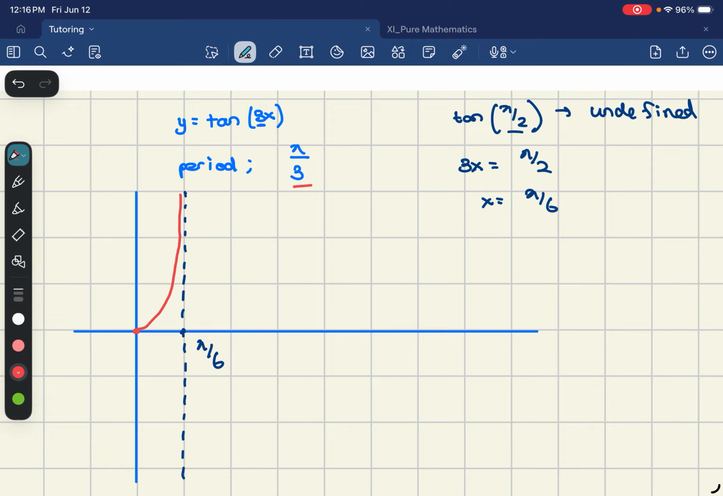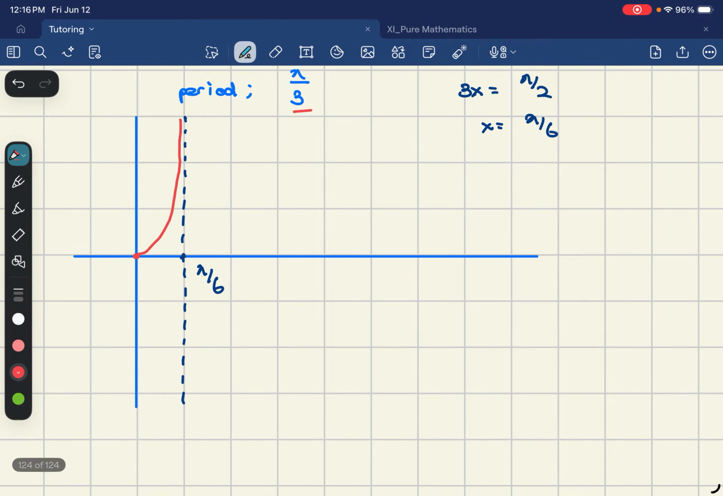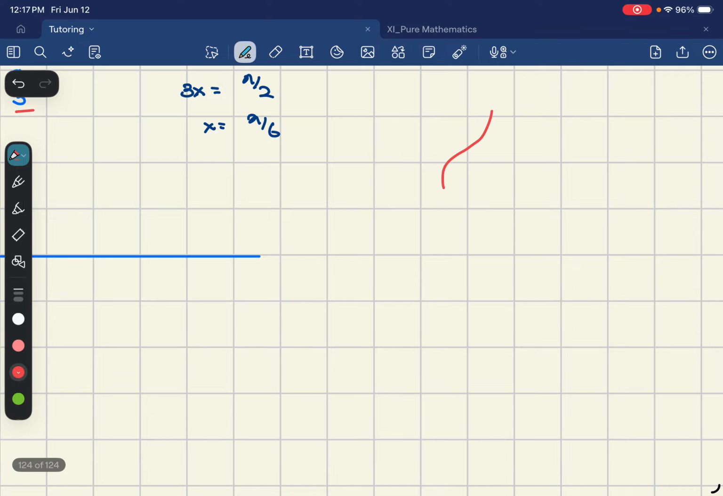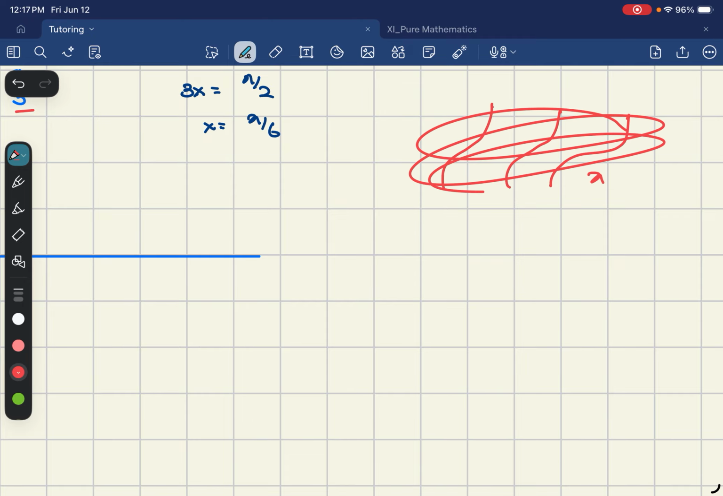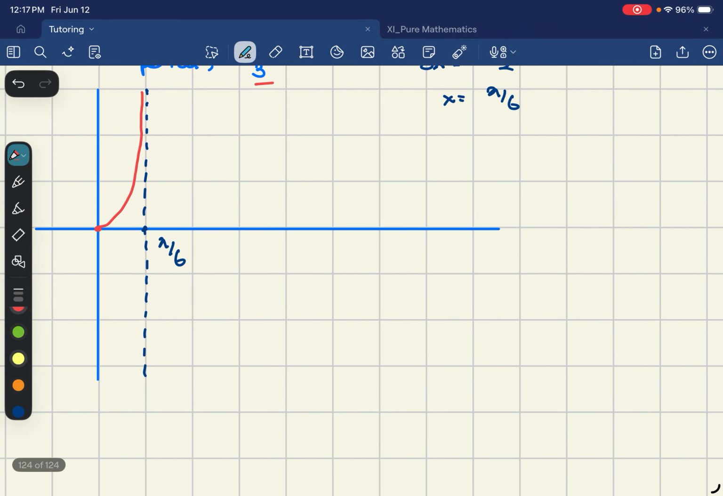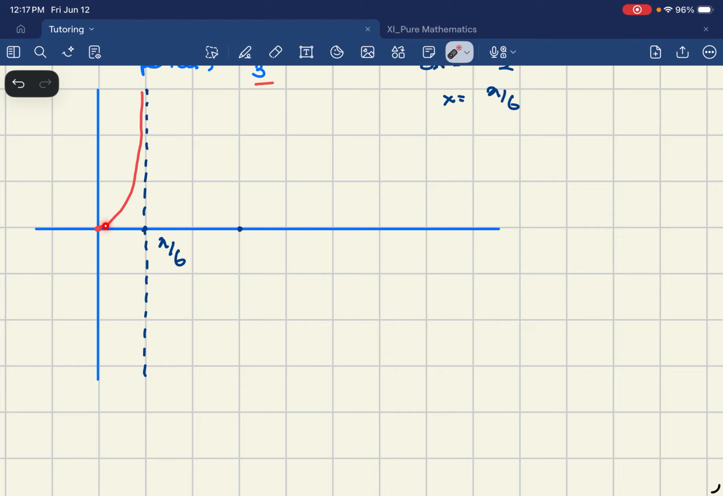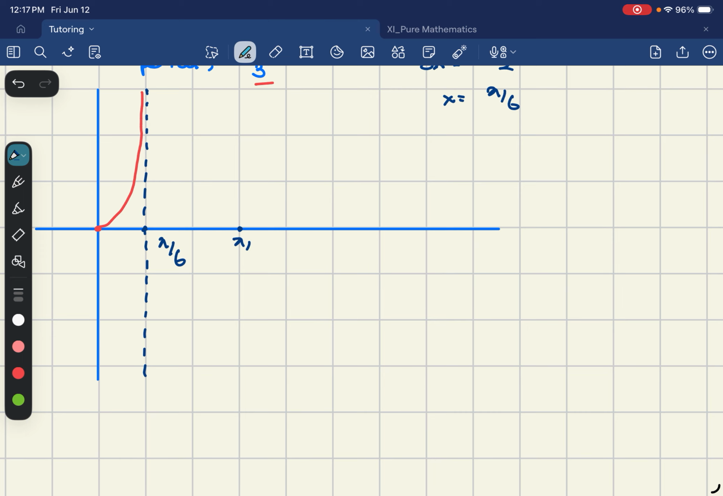And now your period is pi over 3. And pi over 3 is where your graph repeats, right? Tan graph looks like this. And it used to repeat for every pi, but now it's changed. The period has changed to pi over 3. So your distance between the asymptotes is going to be pi over 3. All right. So if I say that this is pi over 6, this is 2 pi over 6, this is 3 pi over 6. And 3 pi over 6 is pi over 2. So this is pi over 2. So that is where our next asymptote is going to be.